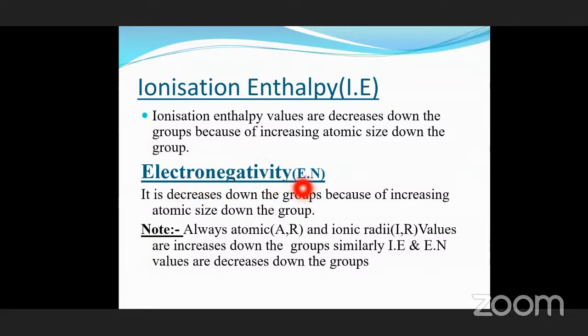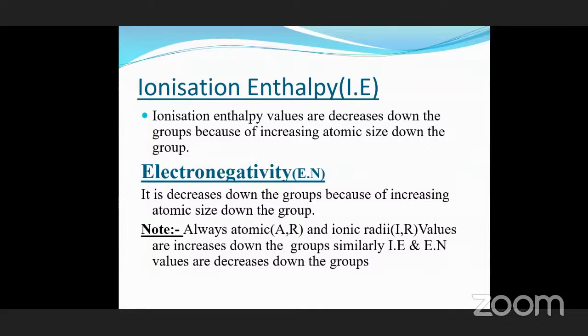Then electronegativity, which is represented by the EN symbol. What is the meaning of electronegativity? You already know electronegativity: it is a type of ability which can attract the shared electrons.